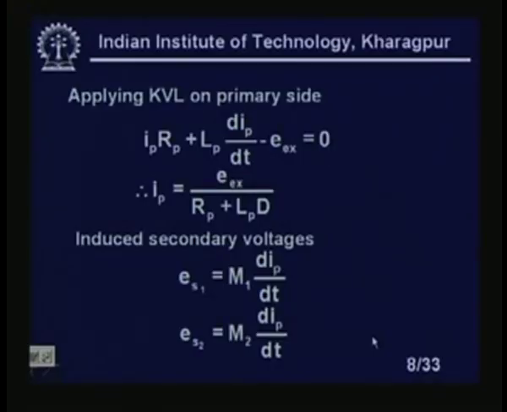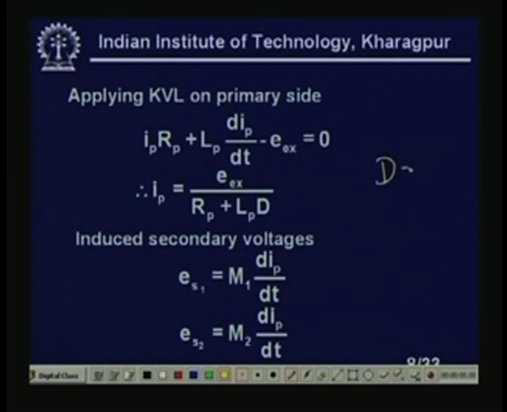Now, see here, if I apply a KVL around the primary side, I will get an equation like this one. Already we have seen the equivalent circuits of an LVDT. So, if I apply the KVLs, I will get an equation like this one, IP RP plus LP dIP by dt, equal to EX, where D is the operator. As before, we know that D equal to d by dt. So, that is the operator.